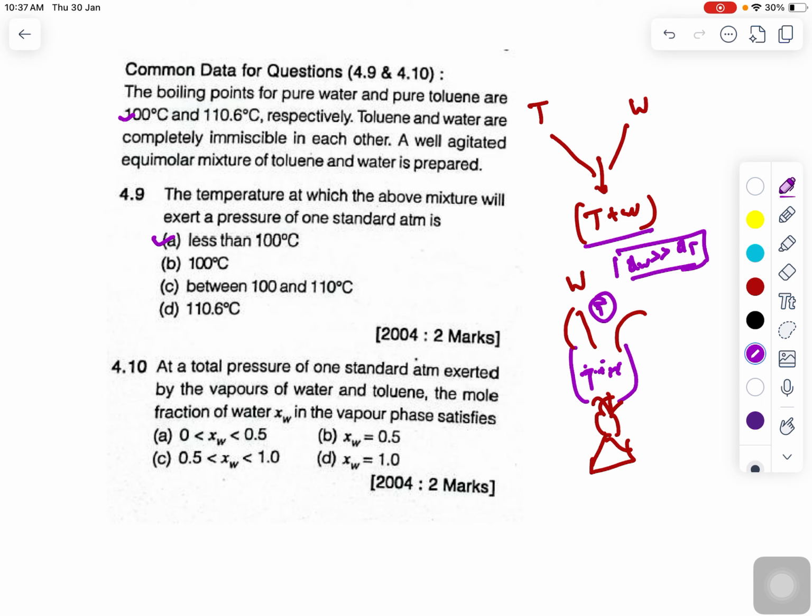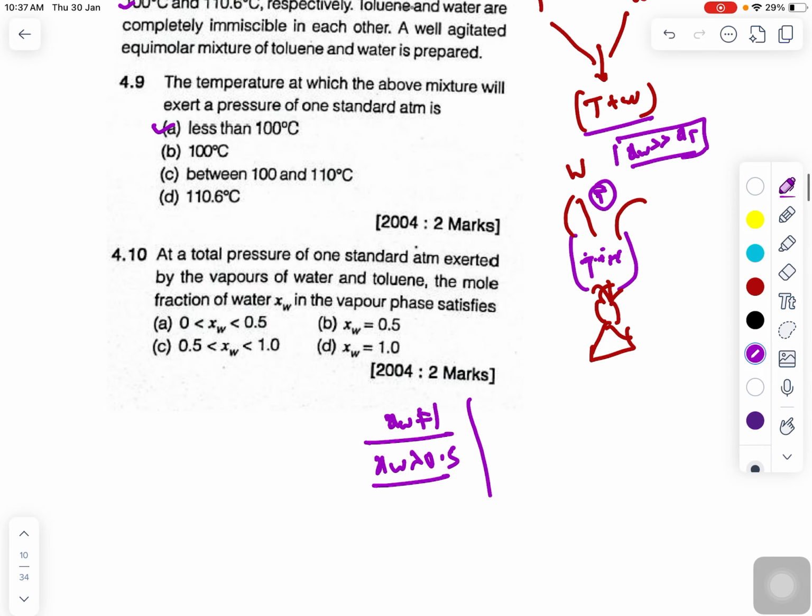So you can assume that xw can never reach 1, but xw will always be greater than 0.5, right? That will be richer in the more volatile component. If it were less than 0.5, then the mole fraction of the more volatile component would be less than 0.5. That can never happen. So here the mole fraction of water will be 0.5 to 1. I hope this is clear to all of you.